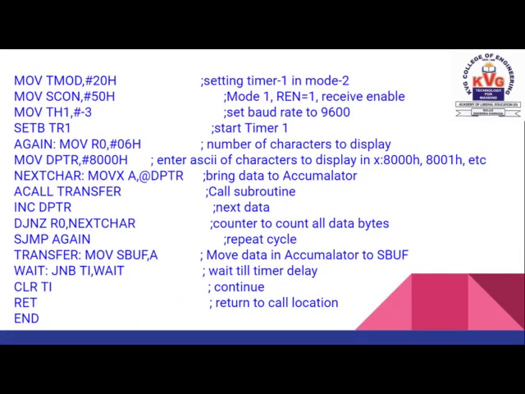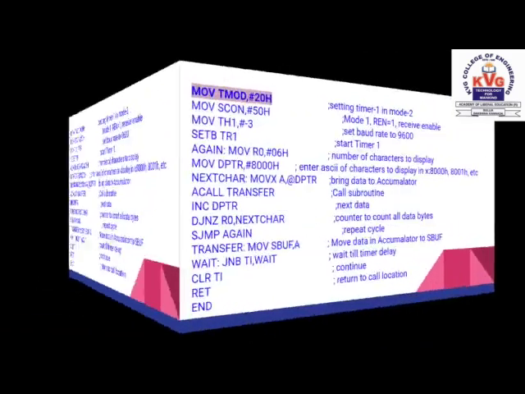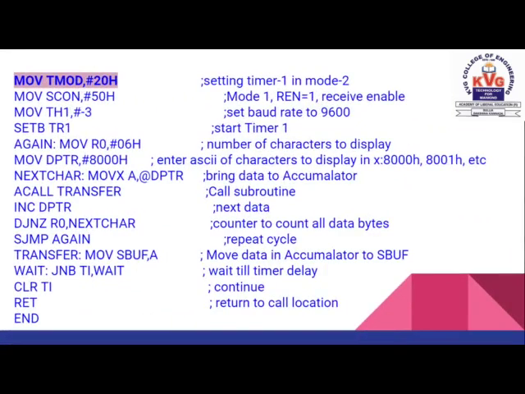This is the assembly language program to send the set of characters KVGCE and a blank space through the serial port and view it on the serial window. Going through the program step by step, we first initialize the TMOD register and set it to timer mode, choosing timer 1 in mode 2.